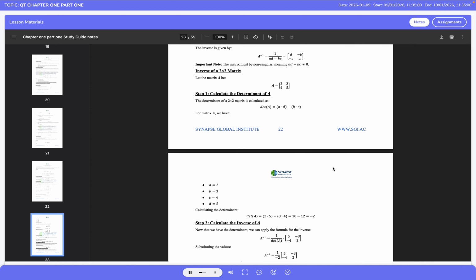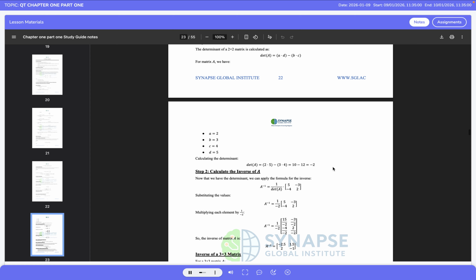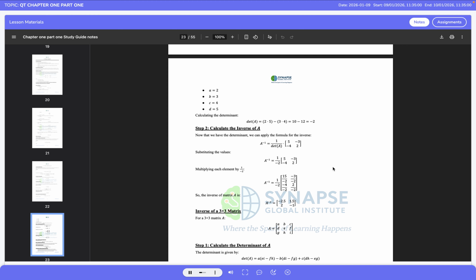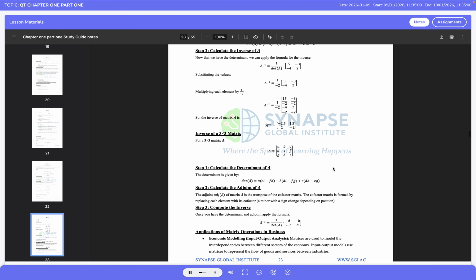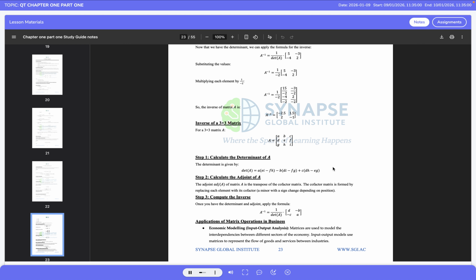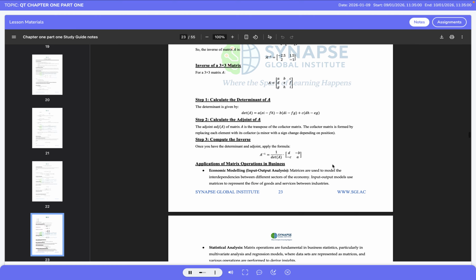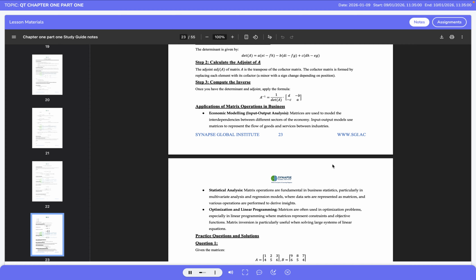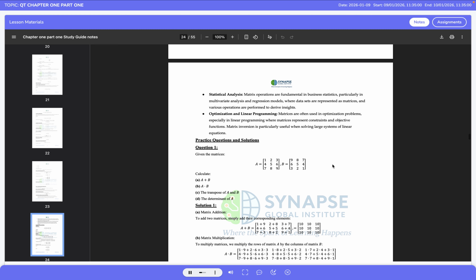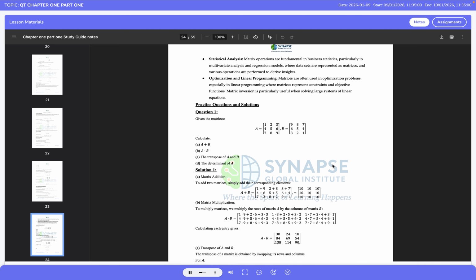Matrix operations have wide-ranging applications in business. In economic modeling, particularly input-output analysis, matrices are used to represent the flow of goods and services between different sectors of the economy. In statistical analysis, matrices are essential in multivariate analysis and regression models, where large datasets are represented and manipulated efficiently. In optimization and linear programming, matrices are used to represent constraints and objective functions, and matrix inversion plays a key role in solving systems of linear equations.